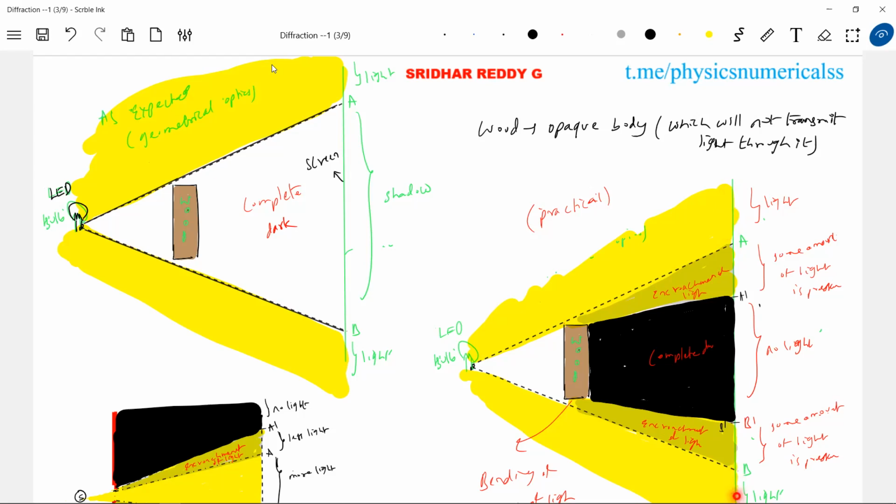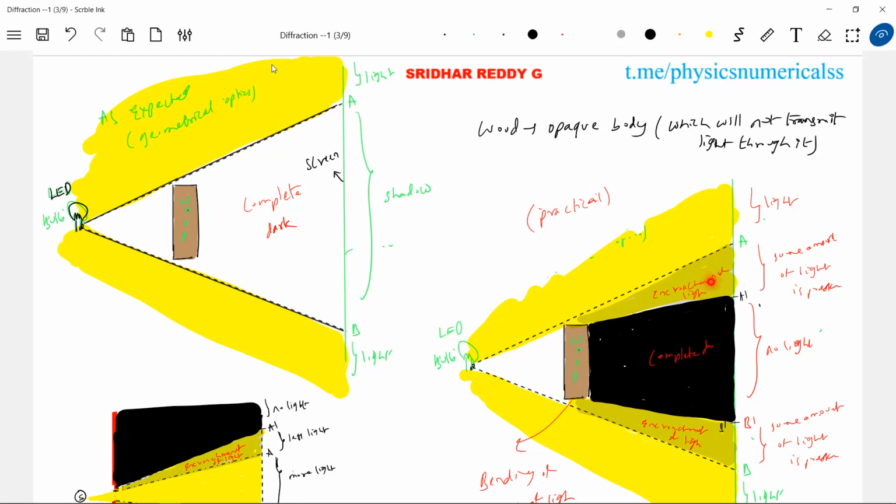Here also, similarly, below B, the screen will get illuminated. What do you expect? Here it is completely dark, but in this region you don't get complete dark. There will be some presence of light. It means the intensity here is non-zero, here the intensity is zero, and the intensity from here to here will vary. From zero, it starts increasing.